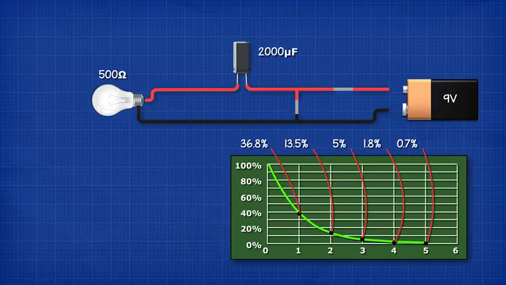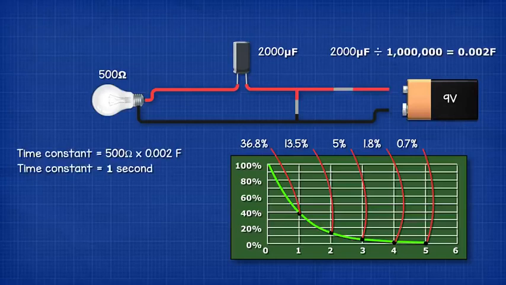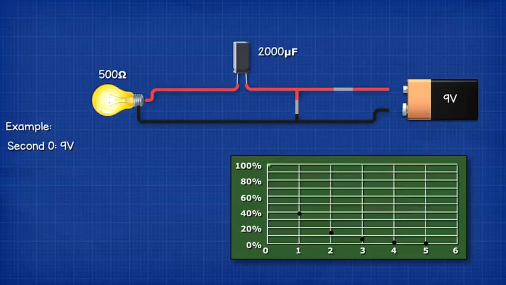For example, if we had a 9-volt battery, a lamp with a resistance of 500 ohms, and a 2000 microfarad capacitor, our time constant would be 500 ohms multiplied by 0.002 farads, which is 1 second. So, at the very moment the battery is disconnected, the capacitor will be at 9 volts. And as it's powering the circuit, the lamp will also experience 9 volts.